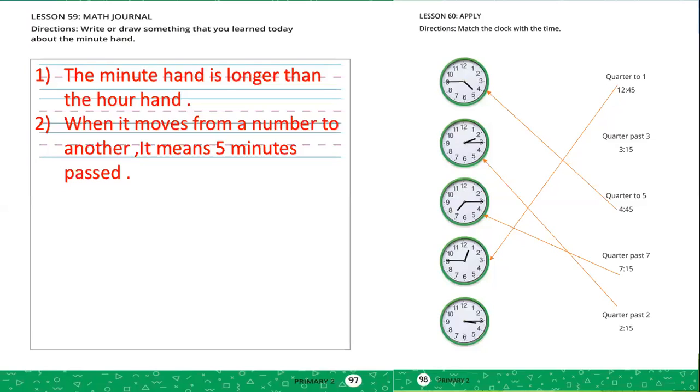Yes. Okay, tell me. The long hand points to 3, so it will be what? Quarter. Quarter what? Quarter. Excellent. Quarter past what? 3 or 4? 3. Very good. Excellent. I'll clap my hands for you.